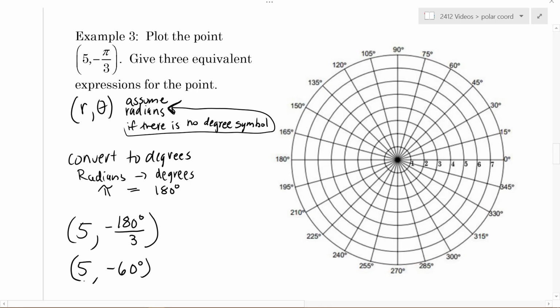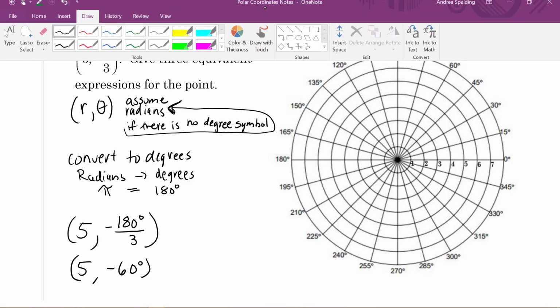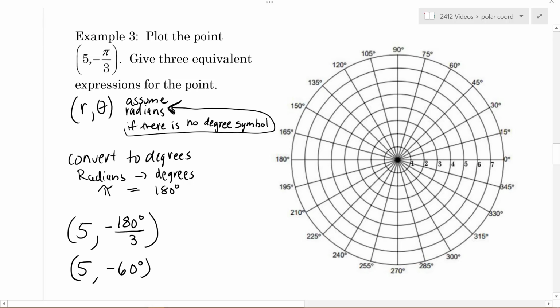So that's actually a pretty easy point to plot when I think about it in terms of degrees. So that's on circle 5, and then at the negative 60 degree mark, which is right here. So if I go negative 60 degrees, starting at that positive x-axis, rotate here, that's negative 60 degrees, plot my point. All right, so we plotted that point.